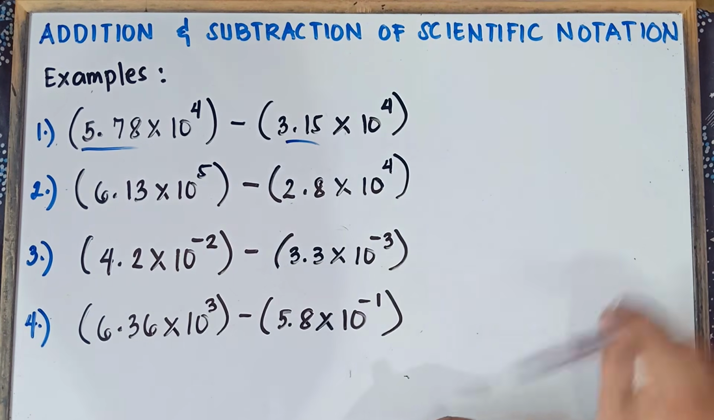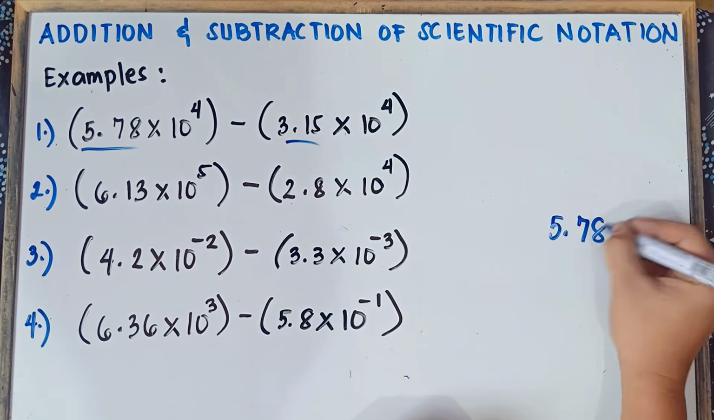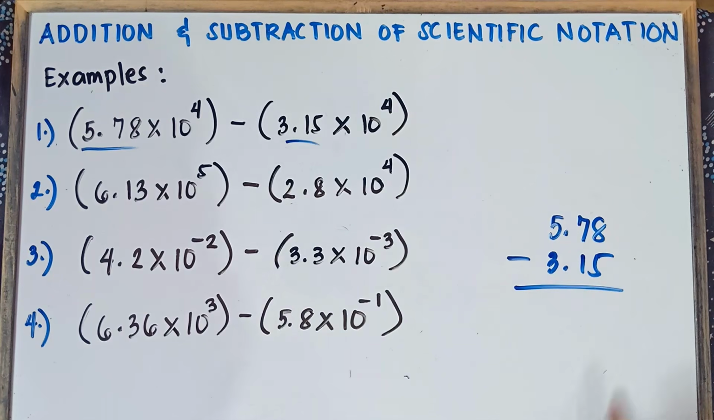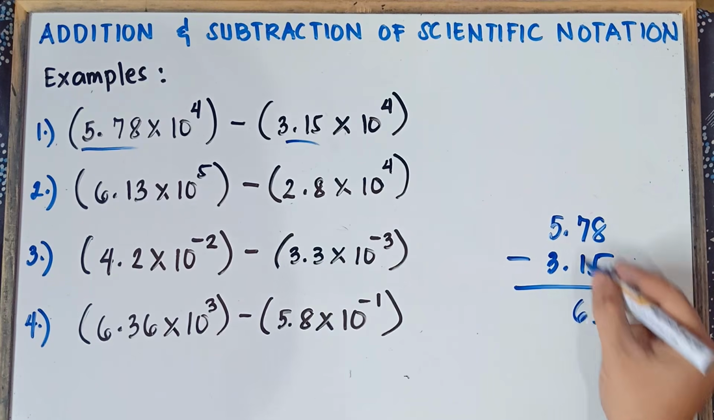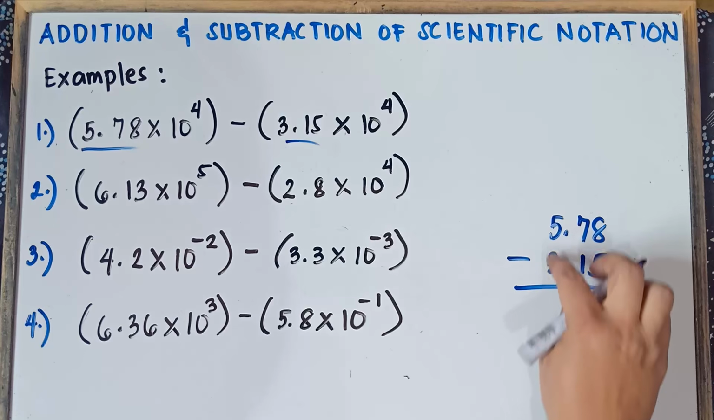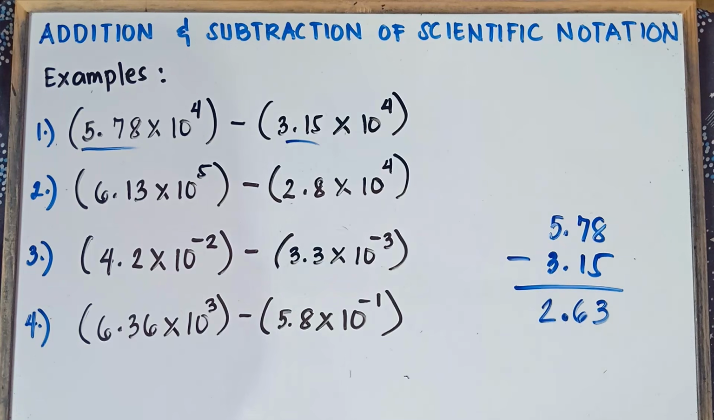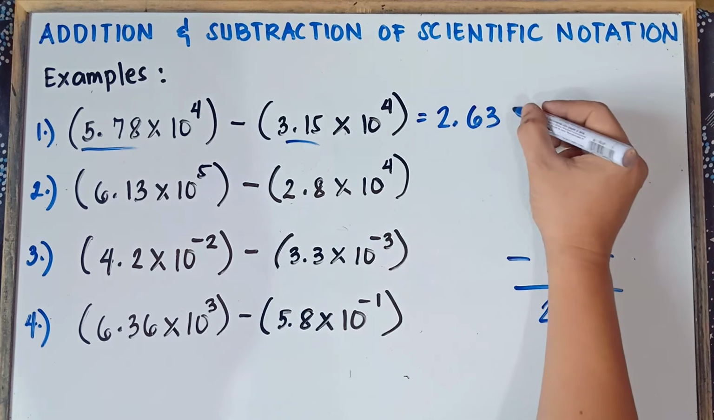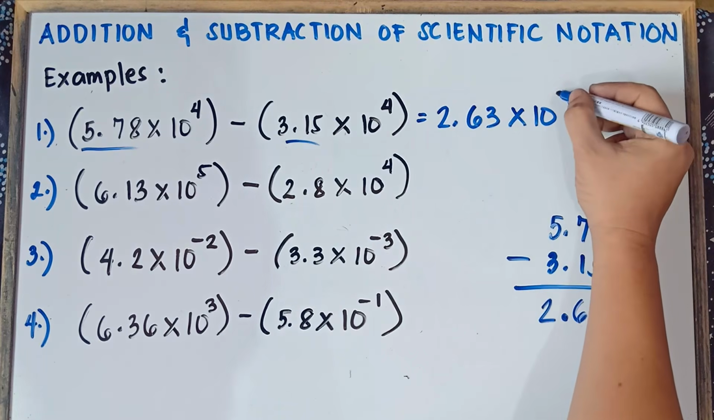Alright, so subtract that one, 5.78 minus 3.15. Alright, so 8 minus 5, that's 3. 7 minus 1, that's 6. Copy the decimal point. 5 minus 3, that would be 2. So therefore, the answer, that would be 2.63 times 10 raised to the power of 4.